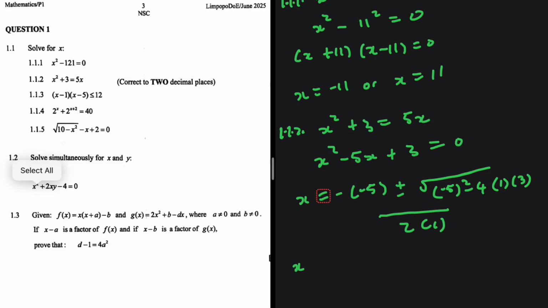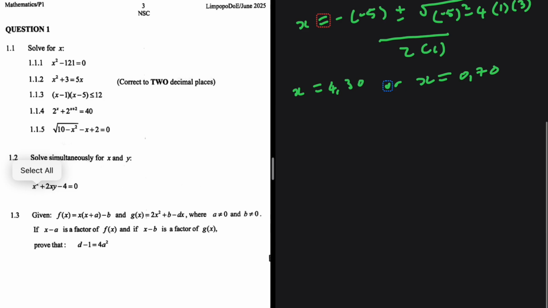You will get x equals 4.30 or x equals 0.70. Right, so those are the answers to 1.1.2. Up to so far, there's no creativity. We're just following standard procedure, so we shouldn't be getting these questions wrong.